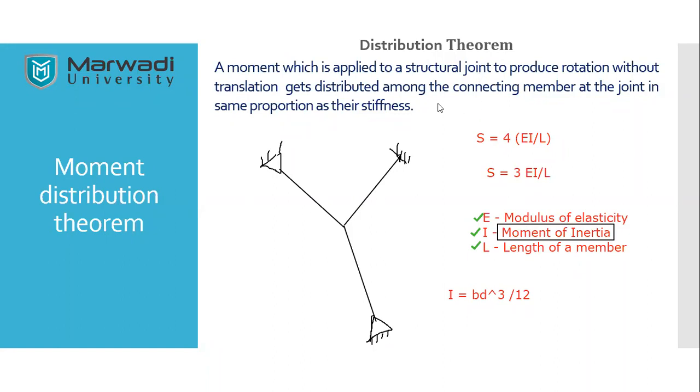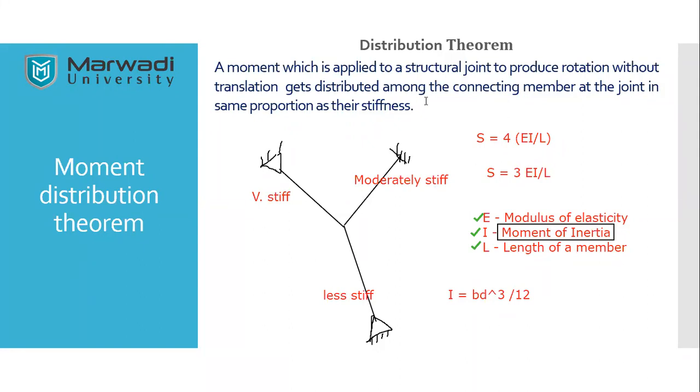Now suppose I'm taking some random sections. By analysis, what I'm getting is the stiffness of this member is high, so I'm writing it as a very stiff member. This is comparatively low, so I'm writing it as moderately stiff member. And this is less stiff. Is that clear? So these are the three members. The first is a very stiff member, the second one is moderately stiff, and the third is comparatively less stiff.